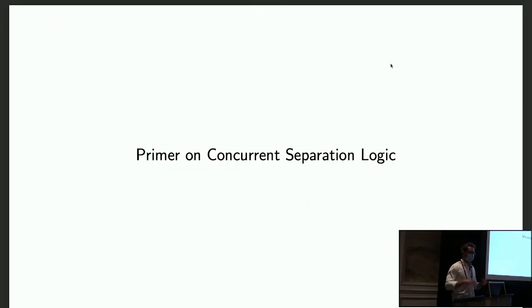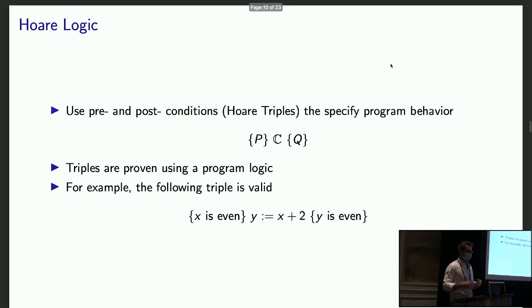OK, I'm now going to get into a really quick primer on concurrent separation logic. So I think most of us here are familiar with Hoare logic. You can basically specify programs using preconditions and postconditions, and then use a program logic to prove these specifications. So for example, if you start with x being even and you have a program setting y equal to x plus 2, then you can prove that y is even.